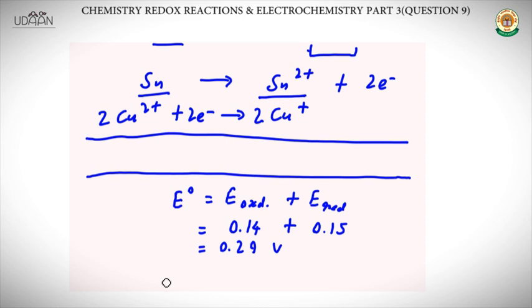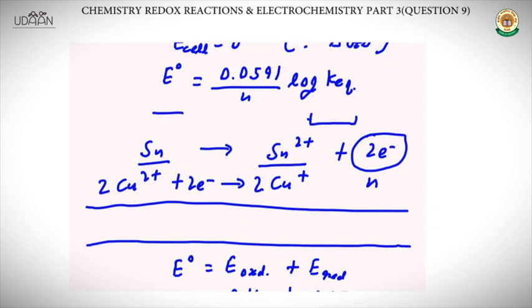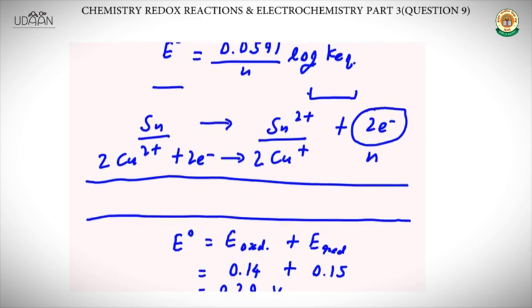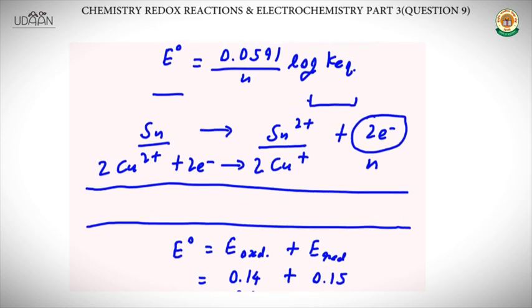Now we know that E naught is equal to 0.0591 by n log K, and the value of n is 2. Yeah. 2 electrons are being exchanged. So n equals 2 clearly. Yeah. Now we just have to put these values in the formula. Yeah. That is, in this formula, E naught equals 0.0591 by n log K equilibrium. Correct. So from there we can get the value of K equilibrium pretty easily.